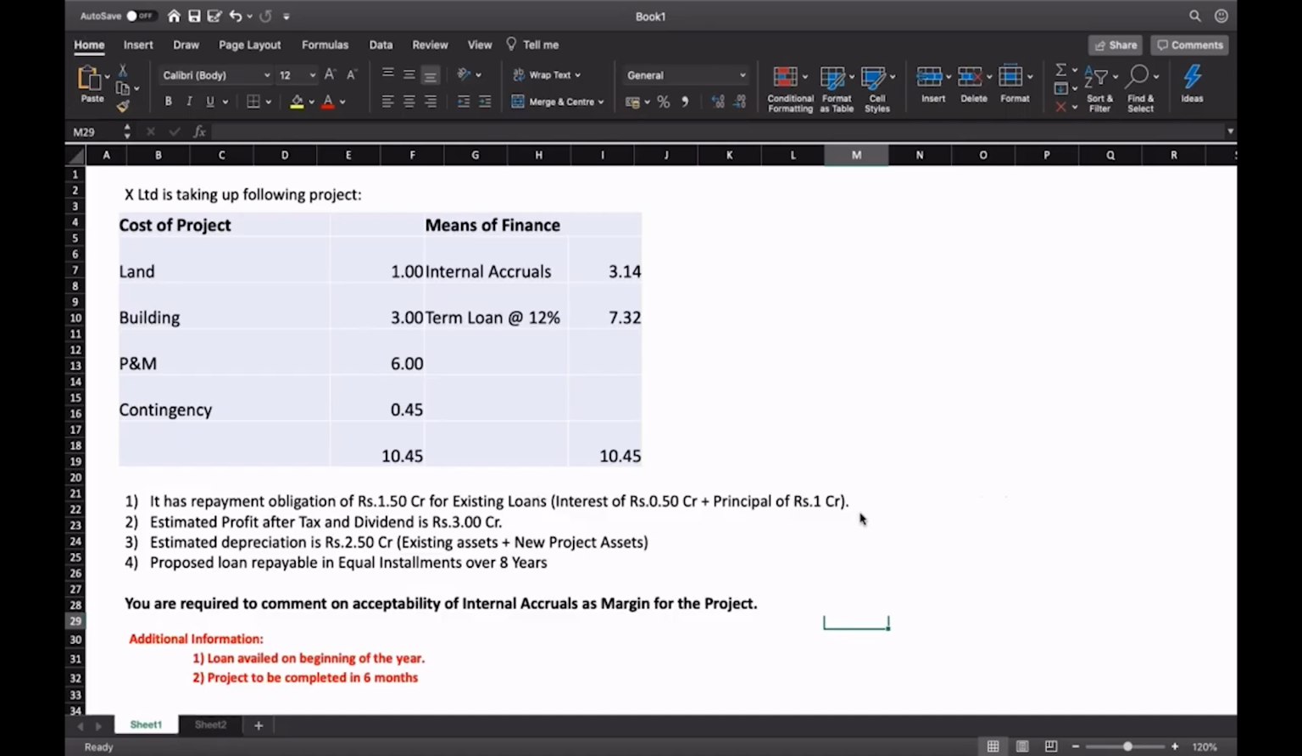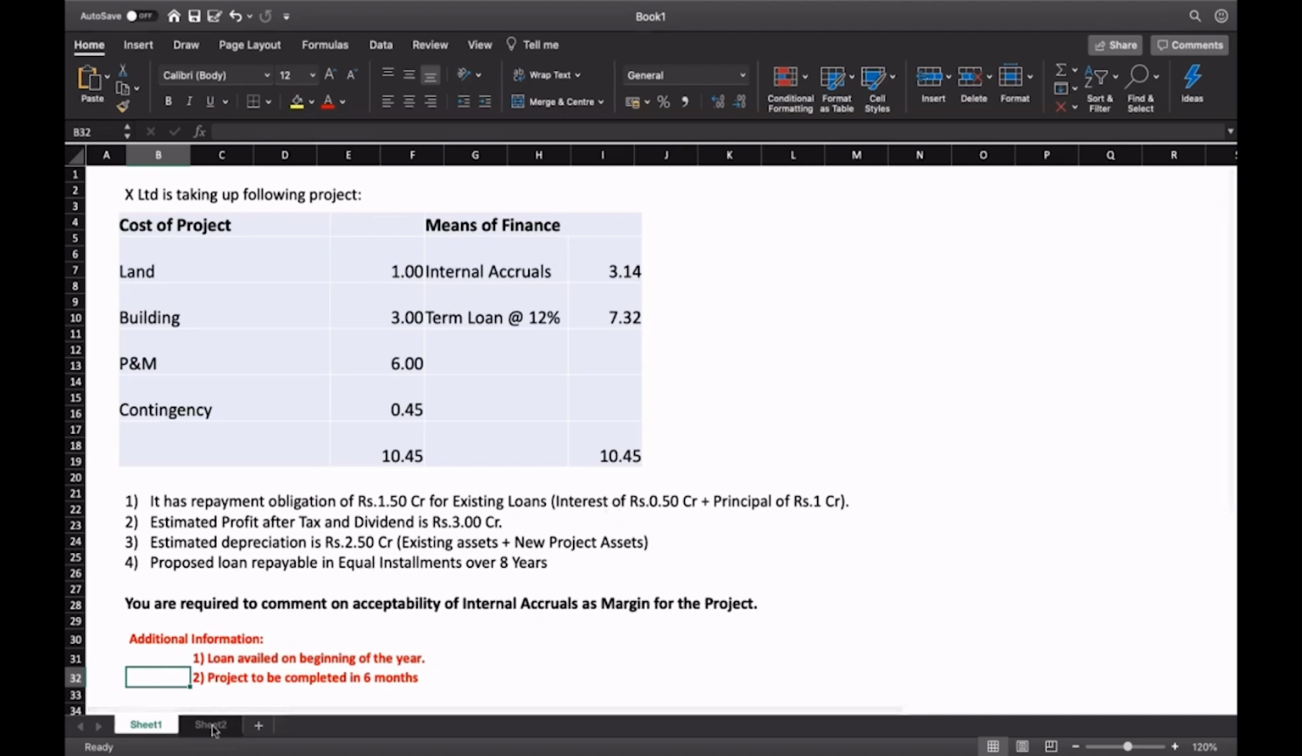I have taken the case here, same information, but there are two additional things. One, assumption is loan availed on the beginning of the year, and the second assumption is project to be completed in 6 months. These two assumptions were not there earlier when we discussed. Okay, so if the loan is availed in the beginning of the year, let's say it is availed on 1st April, and the project gets completed in 6 months, that is 30th September. In that case, we have to look at it more with reference to that first 6 months period, how they will manage the margins, because the margin is 3.14 crore. Whether they will have sufficient margin at that point and whether they'll be able to service their existing loans, both have to be taken into consideration.